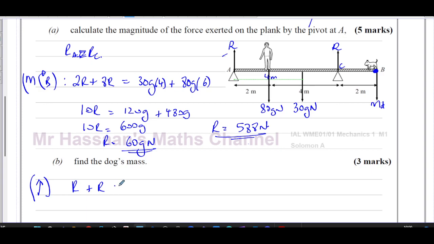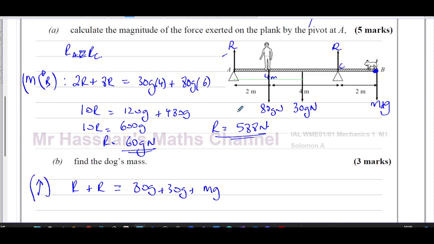So there's 2R is equal to 80g plus 30g plus the mass of the dog times g. I should put mg there. Right? So find the dog's mass. So the upward forces and the downward forces are equal to each other. So you have the two reactions, and you have the weight of the man, and you have the weight of the plank, and you have the weight of the dog. Right? Those are the downward forces.